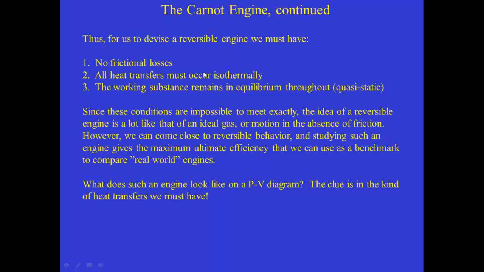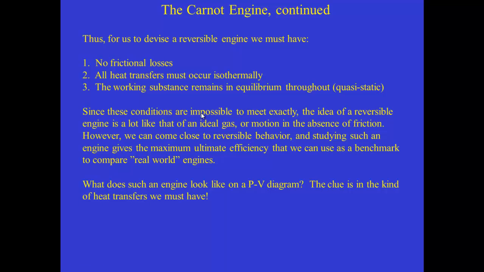We don't want heat to go from a hot object to a cold object because that's an irreversible process. We'd like to have heat exchanged between the environment and the engine when they're at the same temperature. And finally, the working substance must remain in equilibrium throughout, which means that all these processes must occur quasi-statically. A quasi-static process is also a reversible process. And it's impossible to meet these conditions exactly in the real world.